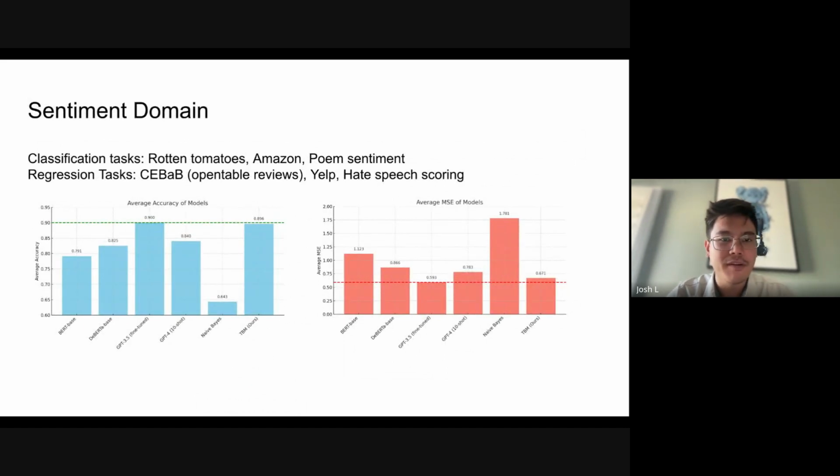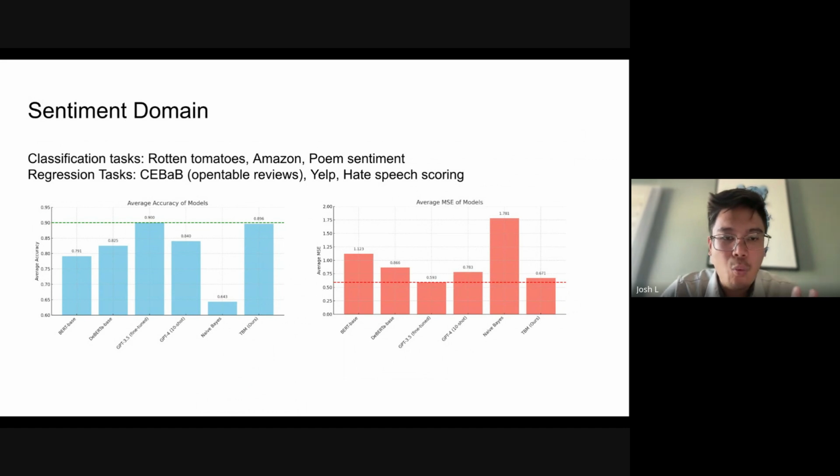So let's look at the performance on the sentiment domains. Here we look at its performance on classification tasks like Rotten Tomatoes, Amazon reviews, and Poem Sentiment, as well as regression tasks on Kebab, the open table reviews that are the running example in this talk, as well as Yelp reviews and hate speech scoring. We compare against fine-tuning BERT, fine-tuning DeBERTa, and fine-tuning GPT 3.5. We also compare against GPT-4 when we're doing 10-shot.